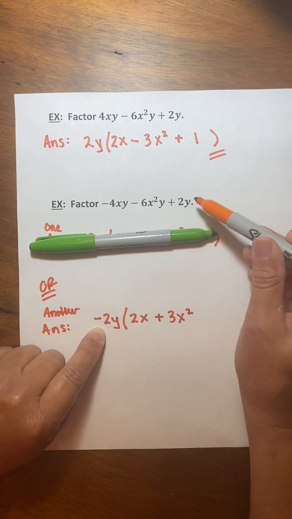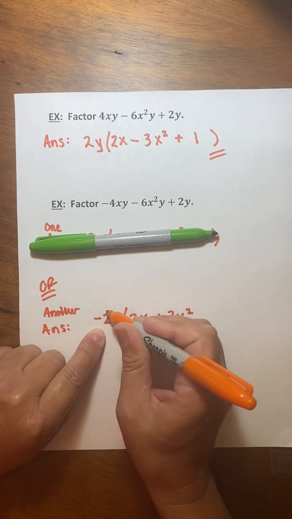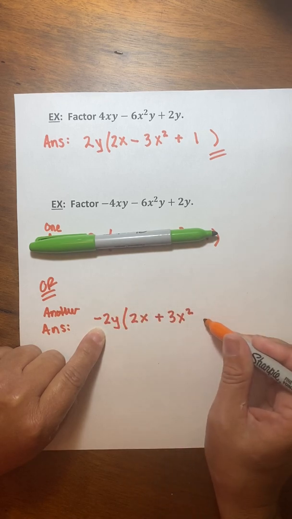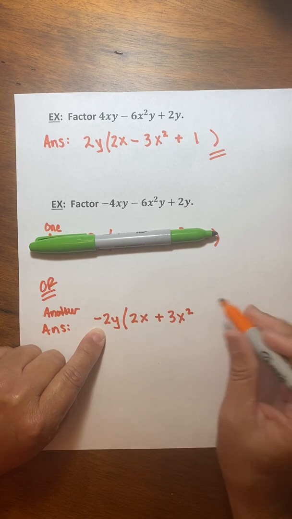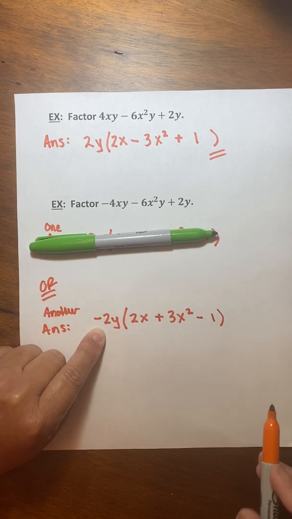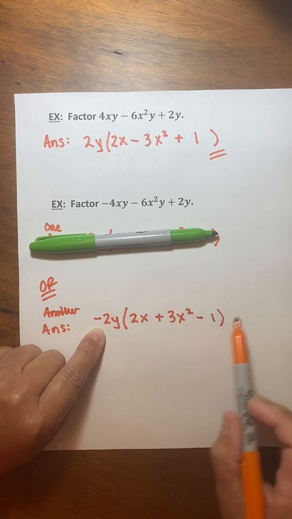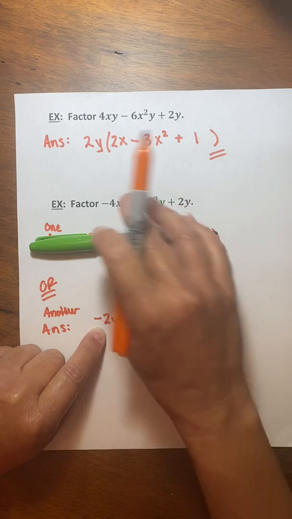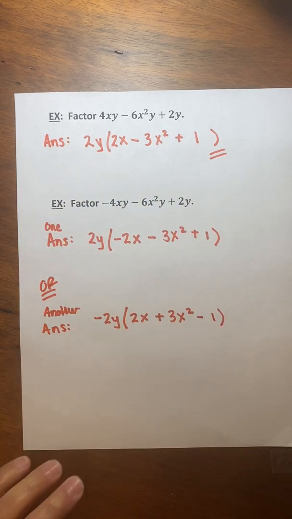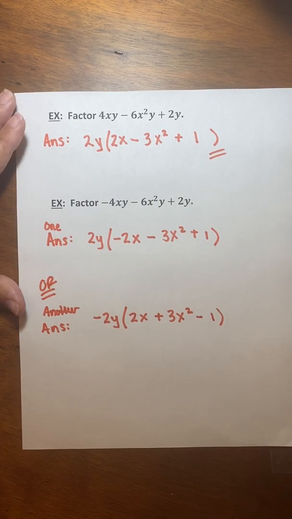Now my last term is plus 2y, so I have to think, what am I going to put here such that when I distribute negative 2y, it turns into a plus 2y? Well, how about minus 1 instead of plus 1 in the previous problem? So negative 2y times negative 1 would give me the positive 2y. So which answer do we do? Well, just follow the directions, okay? If it doesn't specify, either one of these is perfectly correct.